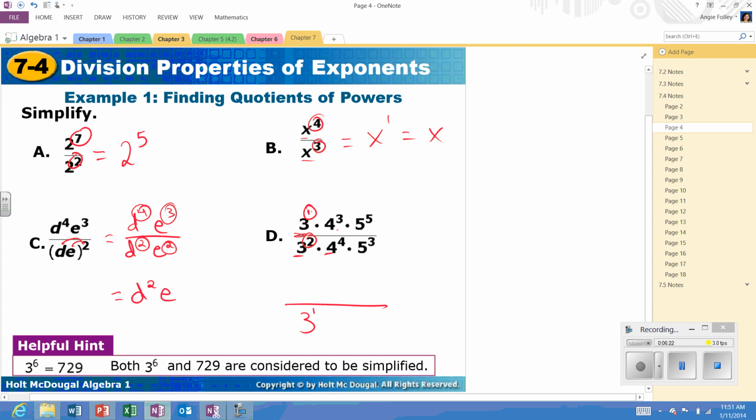Okay, next one. So we've got a base of 4. So there is more of the 4's in the bottom. There's 1 more of them. So it's going to stay in the bottom. And with the 5's, there are more 5's in the top. We've got 2 more 5's in the top than we do the bottom. So our answer is 5 squared over 3 times 4. And if you want to simplify this out, you should know that 5 squared is 25 and 3 times 4 is 12. So that is your answer.